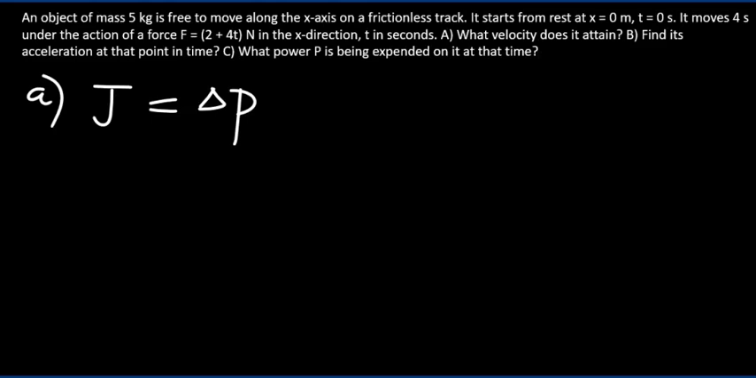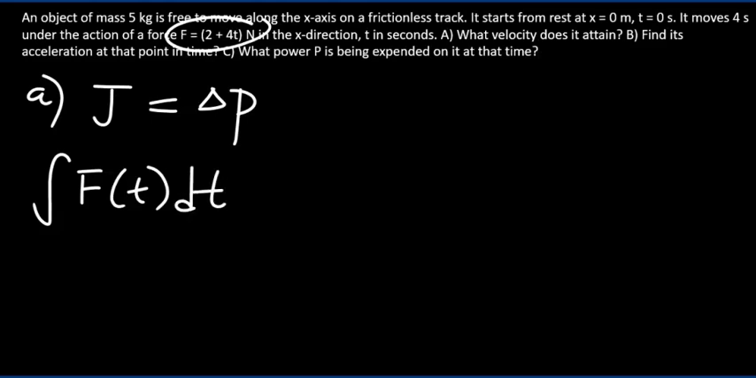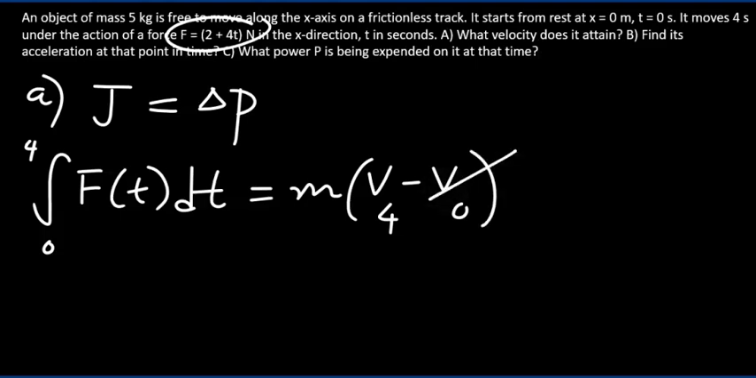However, impulse can be expressed in terms of a force like that as an integration of force, the time-dependent force, with respect to time between 0 to 4 seconds. And the change of momentum is quite simply the mass times the speed at t equals 4 seconds minus the speed at t equals 0 seconds. And that is quite simply 0 because we know it starts from rest.